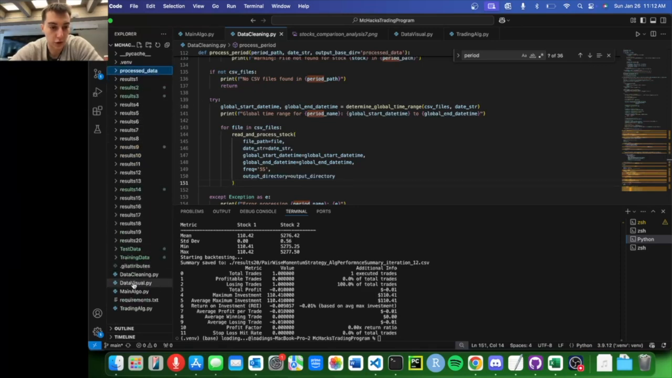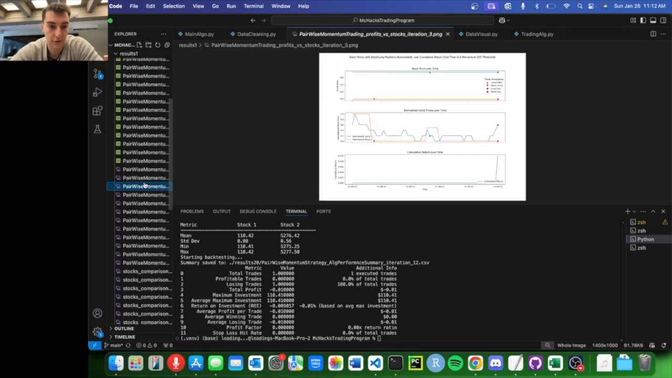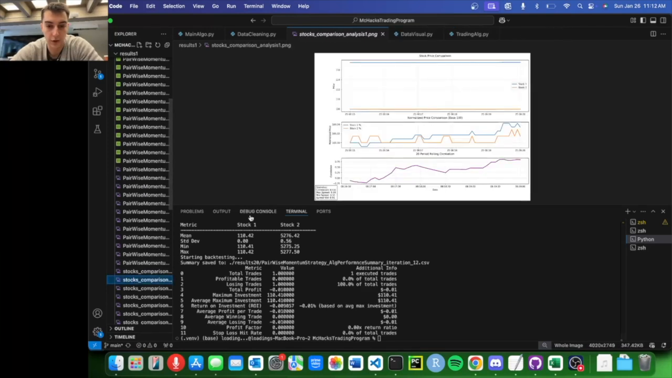Then we have the results, which are outputted from the main algo file. They go into result folders, which go all the way to 20, 1 to 15 for the training, and 16 to 20 for the testing. And as you can see, we have the result metrics, we have the trades, we have the return over time, and finally we have the correlation of the stocks over time.